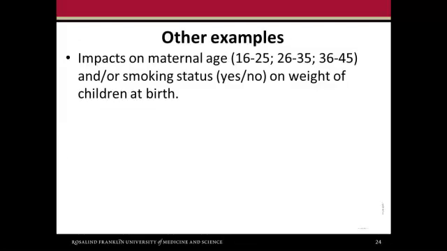Some other examples that you can think about, and you could draw these out for yourself and try to see what the main effects and the interaction would be. For instance, would be to look at impacts of maternal age. So here are 3 different age classes, and smoking status, so yes or no, on the birth weight of children. So that birth weight would be the response variable, and the first factor would be maternal age with 3 levels. The second factor would be smoking status with 2 levels.